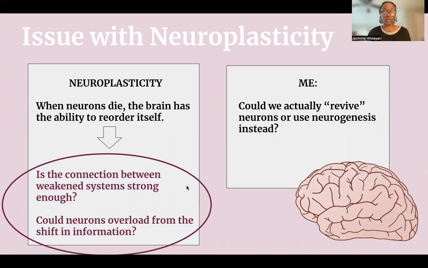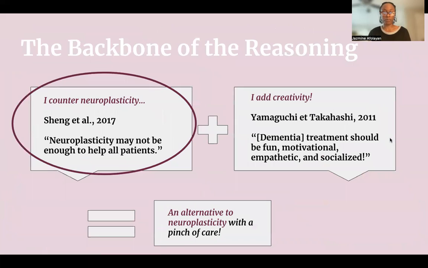And then also, what happens when too much information shifts from system to system, or when the balance of connections is thrown off? Could neurons experience an overload of information, and how would this affect them? So I wanted to find an alternative to neuroplasticity. Could we actually revive neurons or just use neurogenesis, the other process, instead?